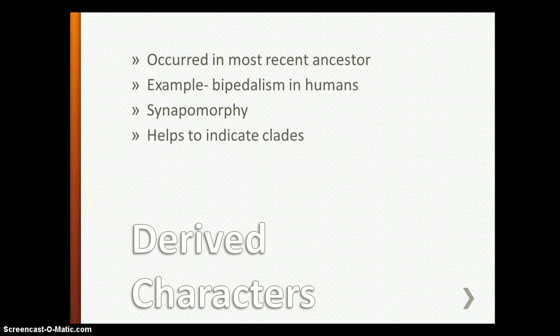And so since I just talked about primitive characters, derived characters occur in the most recent ancestor. So an example would be bipedalism in humans, because bipedalism started in some of our most closely related ancestors, and we are the last ones alive, as we learned in Human Origins last year. And so derived characters are also called synapomorphy.